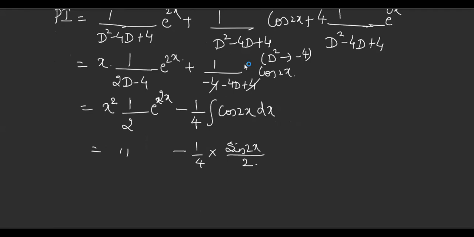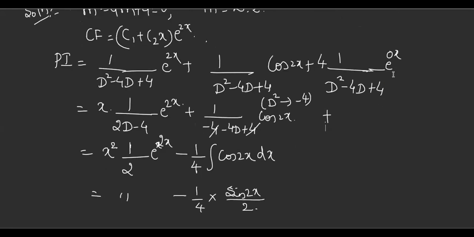Sin 2x by 2. So it is done even for the second term. Let us see the third term. What is the third term? Which case does it belong to? e raised to 0x belongs to the first case. What does the first case say? Replacement is for d square, d cube. D has to be replaced by 0. It will not become 0 because 0 is not a root. So this 4 as it is, this is 1 upon 0 minus 0 plus 4, e raised to 0x.